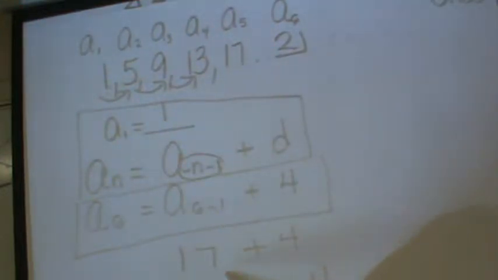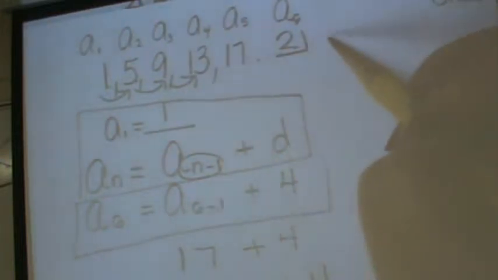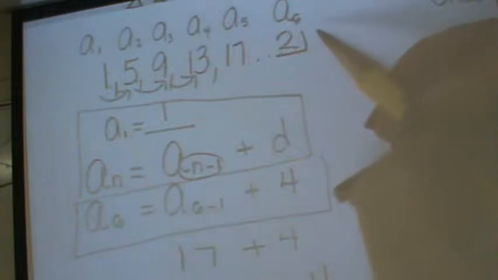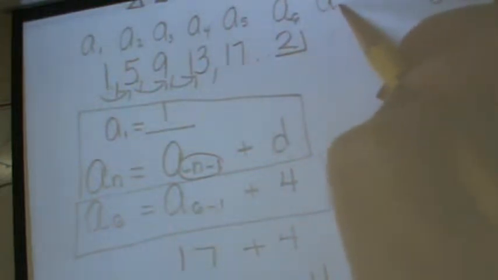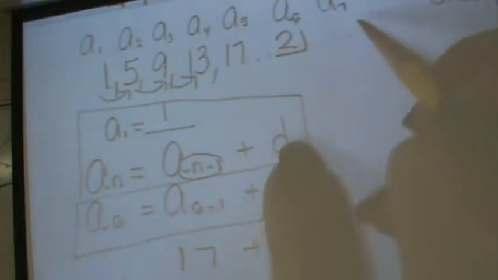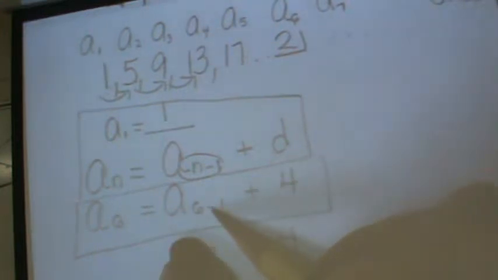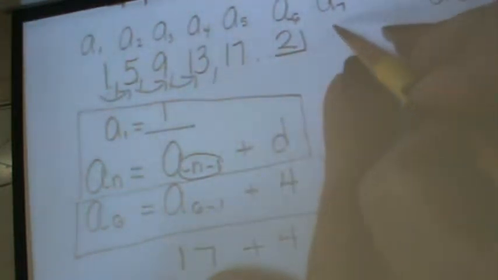So you don't times anything? No, it's a different thing. It's not timesing. You're just adding one at a time. To find the 7th term, what are you going to do? You're going to take the 6th term, and you're going to add 4. What do you get?